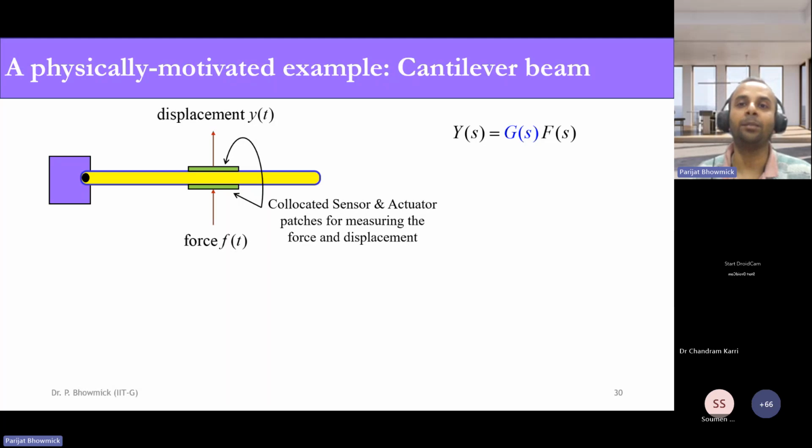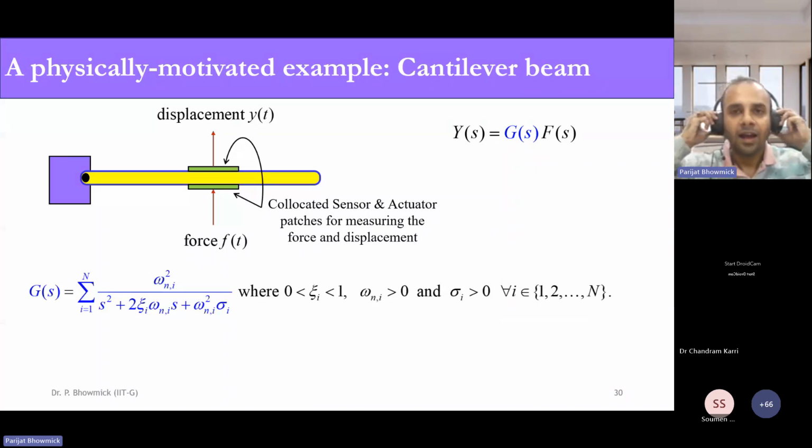I have taken an example of a cantilever beam. This cantilever beam is an example which always gives a lot of oscillations, right? And it is also an example of a flexible structure.